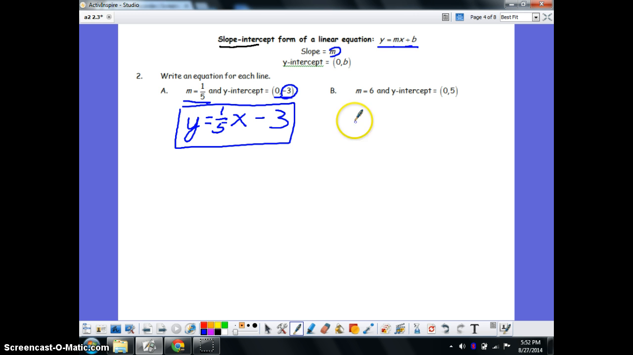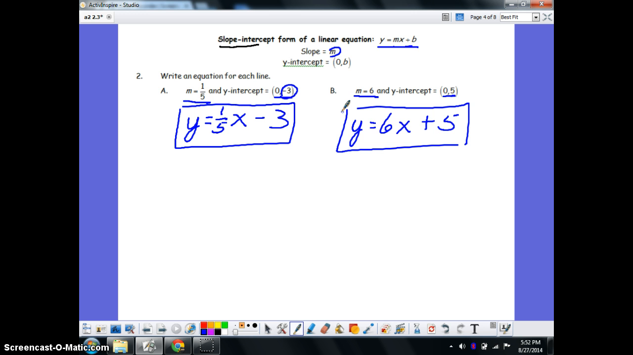Same thing with b. We're going to have y equals the slope, which is 6, times x. And then we're going to add our y-intercept, since it's positive 5, plus 5. And there's the equation of that line.